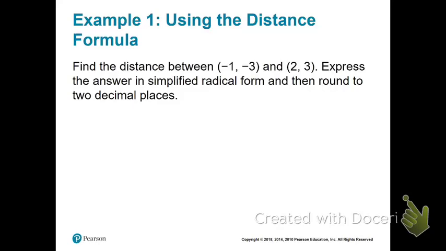So example 1 says find the distance between those 2 points. Express the answer in simplified radical form and then round it to 2 decimal places. So they gave us 2 ordered pairs, didn't they? Which I'm going to label as my x1, y1 and my x2, y2.